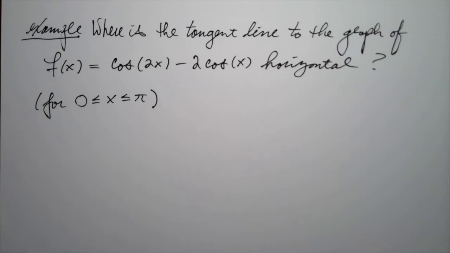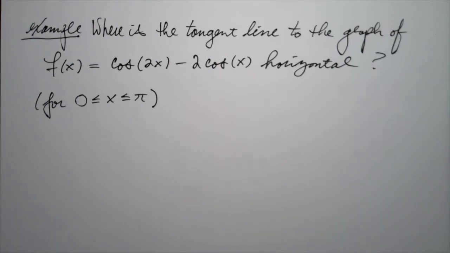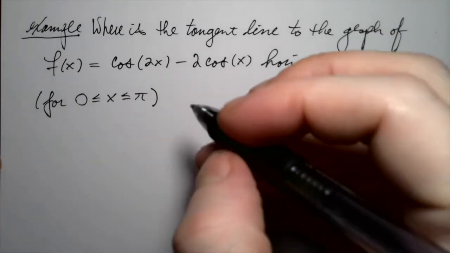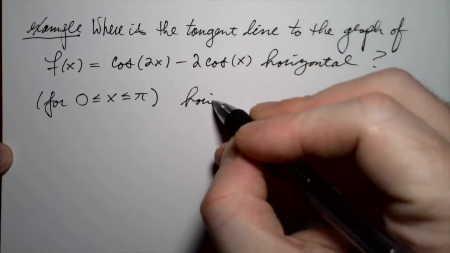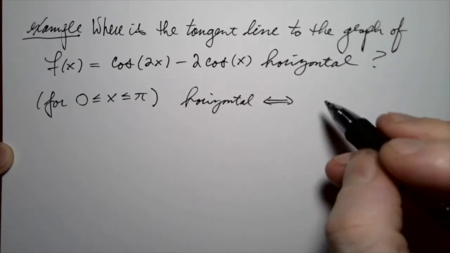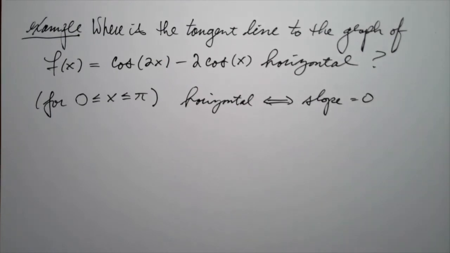Let's solve a different sort of problem. Let's ask the question, where is the tangent line to the graph of this function, cosine of 2x minus 2 cosine of x, horizontal? Where is it flat? And we'll only consider x values between 0 and pi for simplicity. So first of all, let's remember that horizontal being flat, that's the same thing as the slope being 0, right?